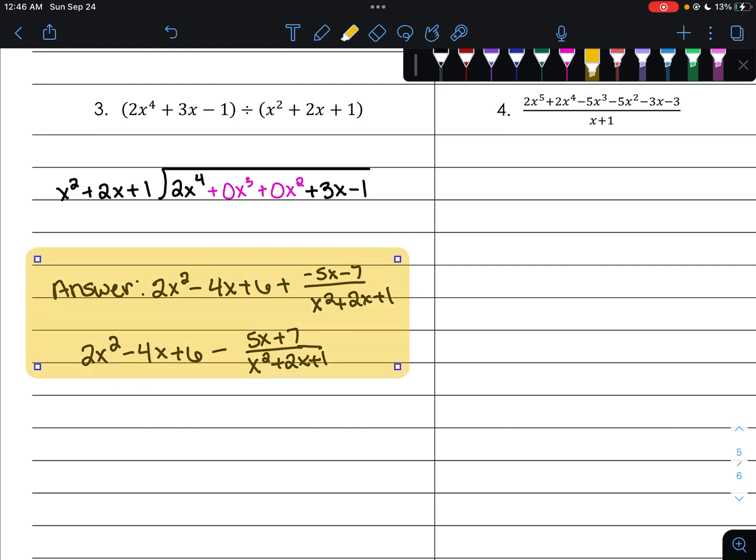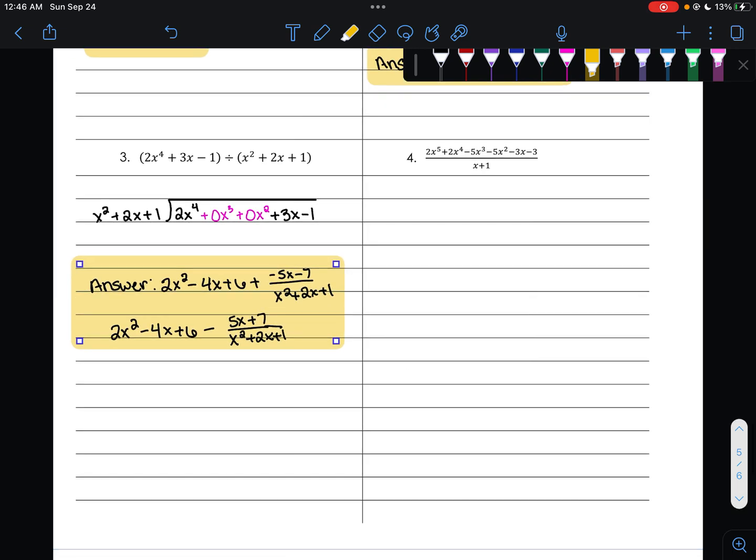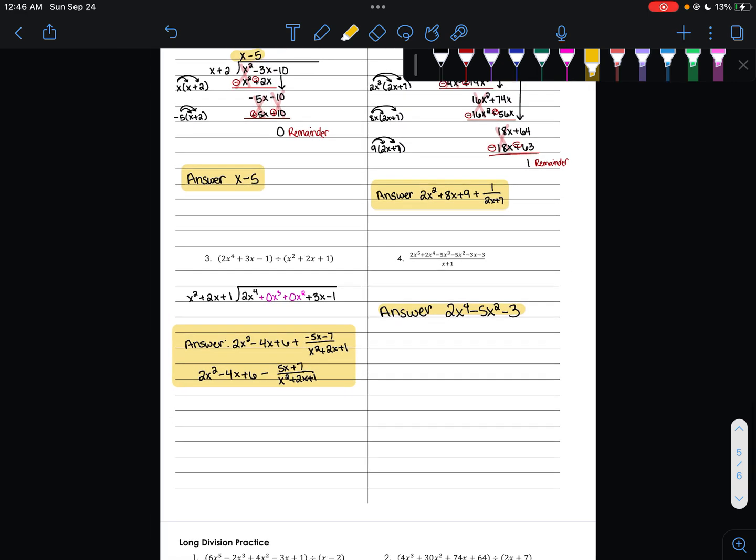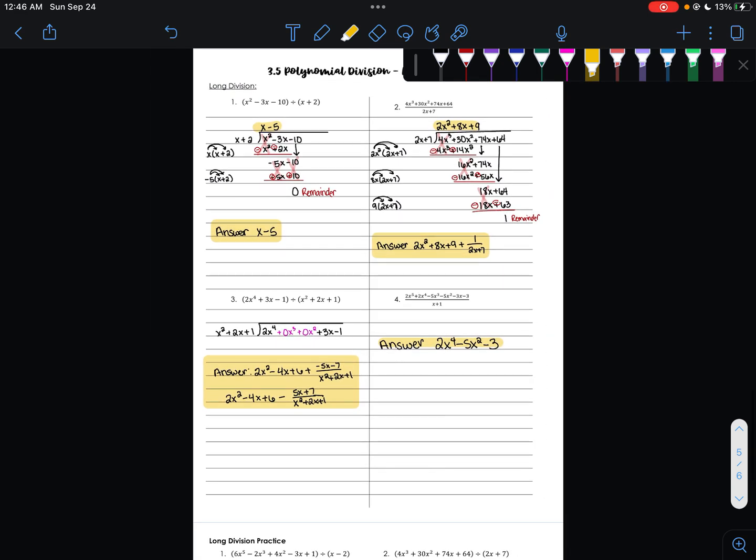Again, if you did not get this, please make sure you ask in class. Number 4 was a nice problem as well. Everything divided out evenly, and there was no remainder with this one. So our final answer here would be 2x to the 4th minus 5x squared minus 3. If you did not get this, then please make sure you ask for some help so I can help you with it. But that is it for the polynomial long division.